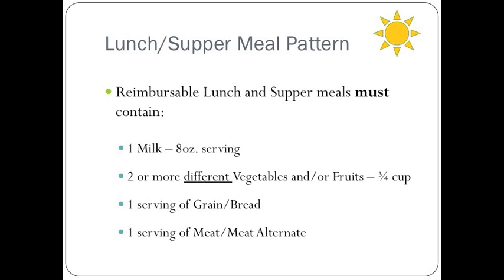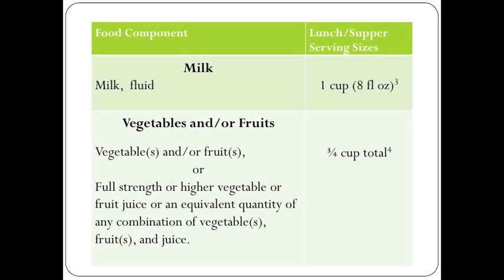For lunch and supper meals to be reimbursable, they must contain 5 items from the 4 meal components in the correct serving sizes. Or, if using offer versus serve, a child must select 3 to 5 items in the correct serving sizes. Please note the superscripted numbers as we go through the charts. These are endnotes that will be explained following the next 3 slides.